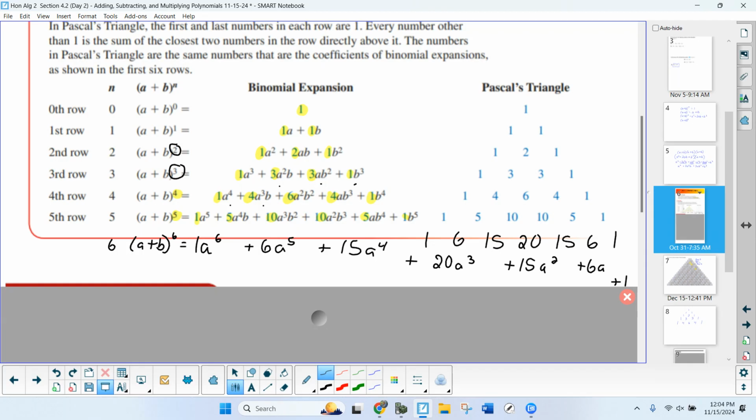Now, look at the b's. How many b's? None. Then 1, 2, 3, 4. So no b's, 1 b, 2 b's, 3 b's, 4 b's, 5 b's, 6 b's. You just expanded it 6 times. If you were to multiply a plus b and FOIL it out 6 times, that's what you would get. Do you see how that works? It's kind of cool.